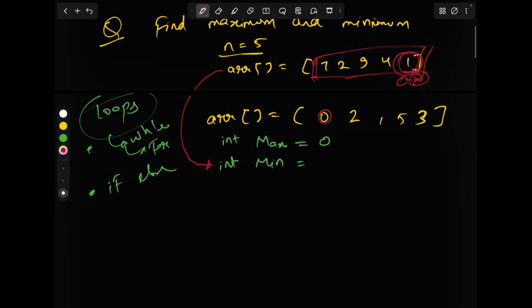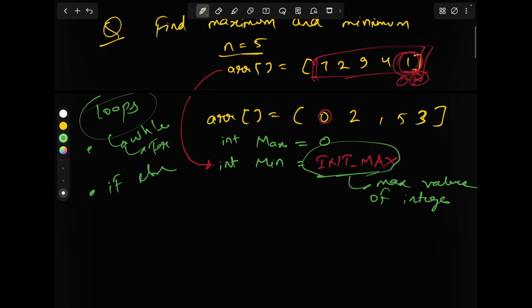So if we keep 0 here, our answer will always give 0. So for minimum we will write INT_MAX. Okay, INT_MAX basically stores the max value of an integer. It is a kind of variable which is storing the maximum value of an integer, which is around 2 to the power 31 minus 1. So if we compare this value with the values of the array, in this case our minimum value can be 1. If you store 0 here, then our minimum value will always be 0. Okay, remember this concept because it is very important when you are trying to find maximum and minimum.